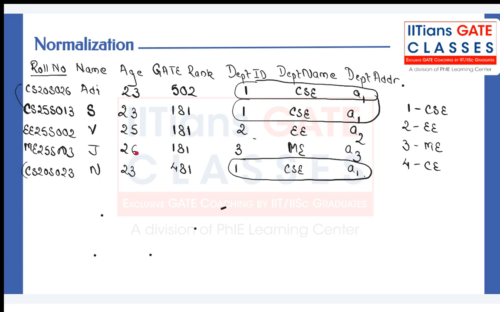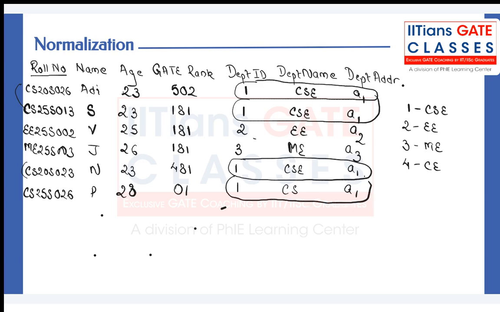For example, if tomorrow someone else joins IIT Madras with a roll number of S026, let's call it P, age 28, let's say his GATE rank is, let's say, 01, and department ID is again 1, again I will write CS, again I will write A1. So this is redundant.